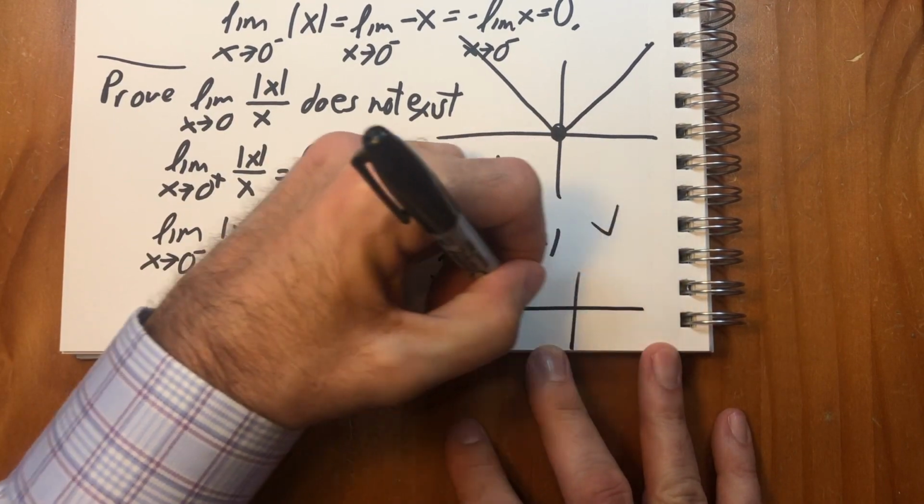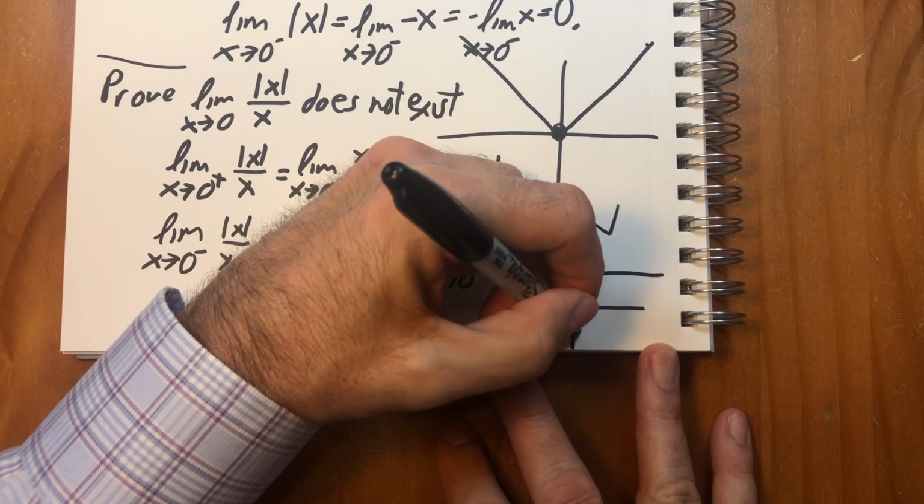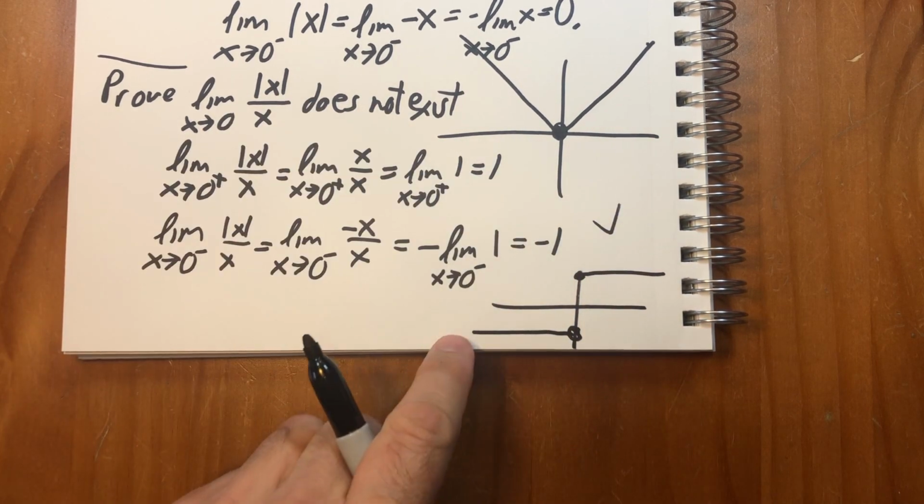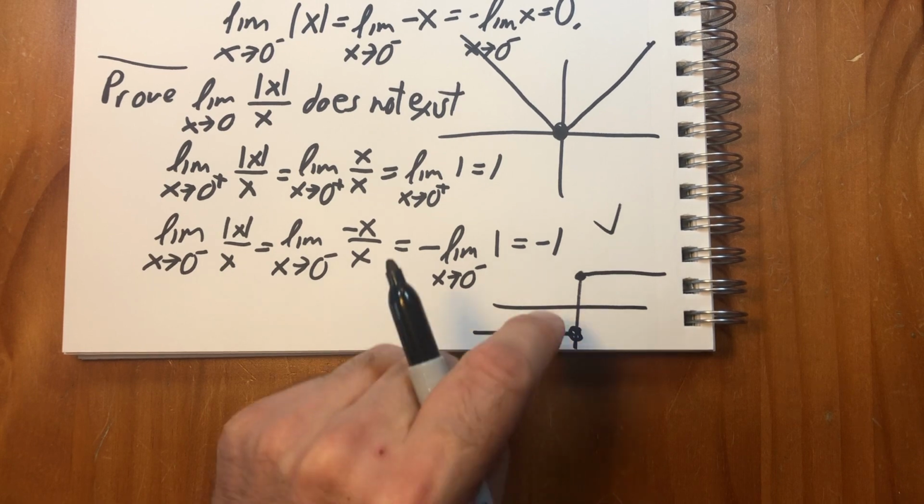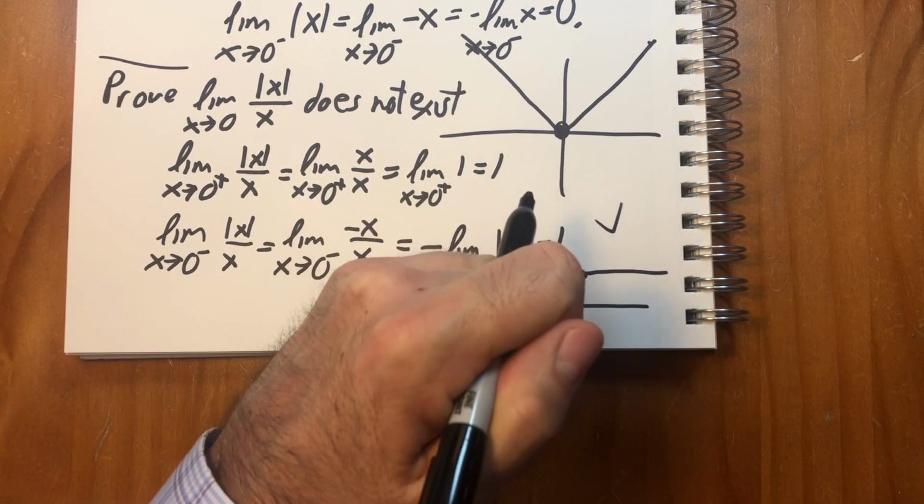The graph of that looks like this. It goes straight into 0 at -1, and then it jumps up to 1, so there's no limit here.